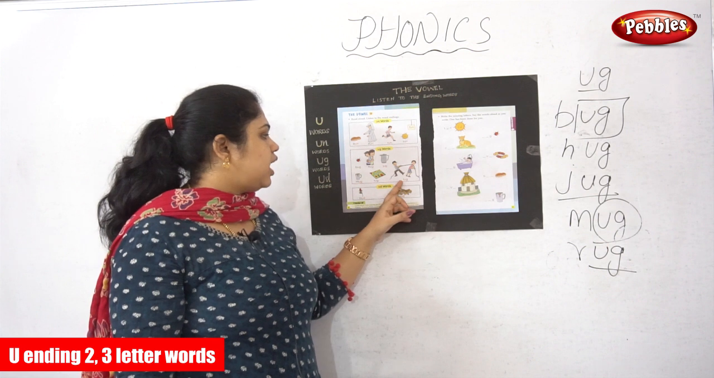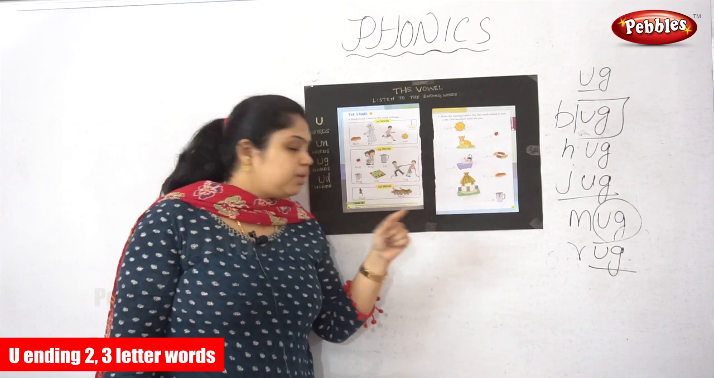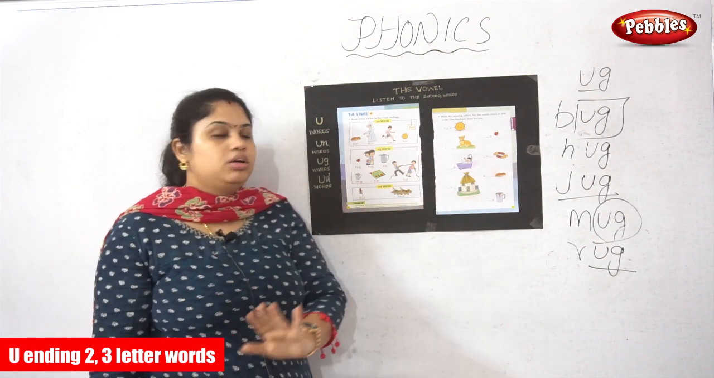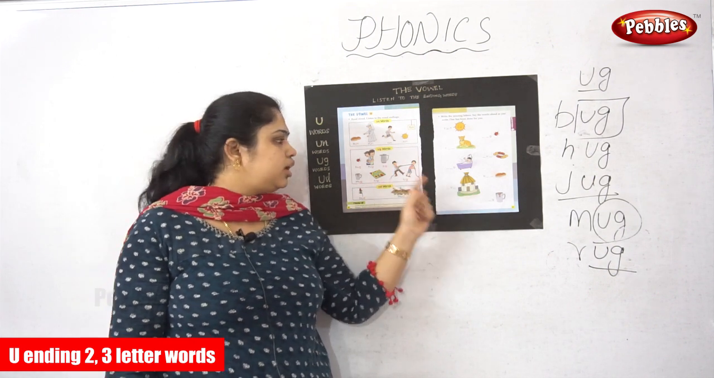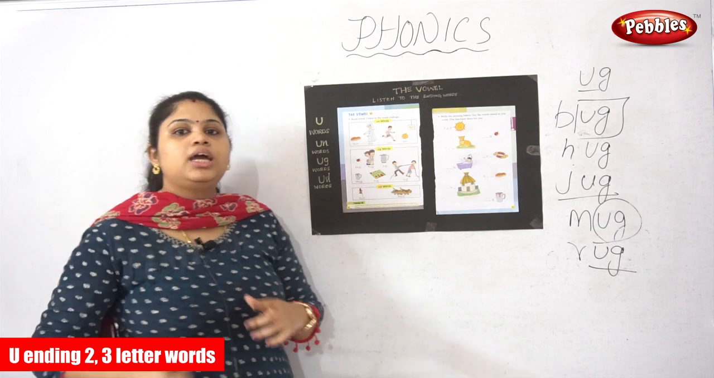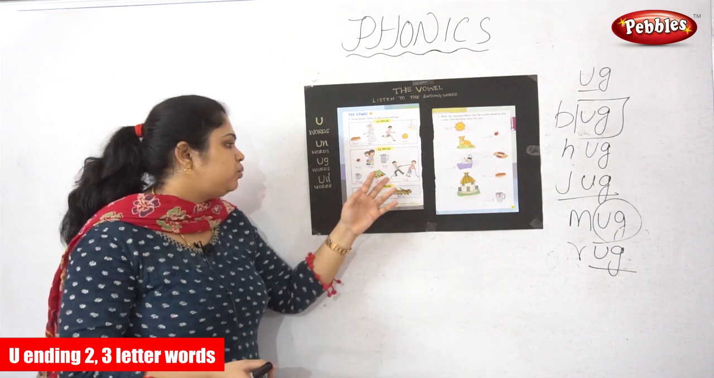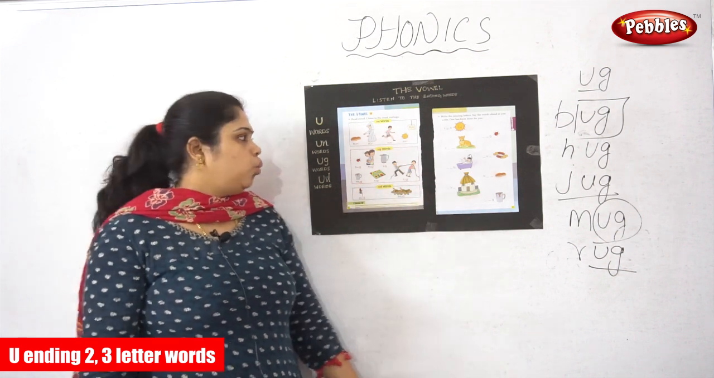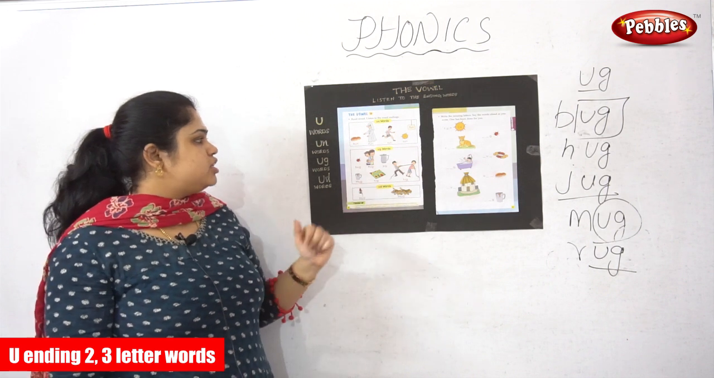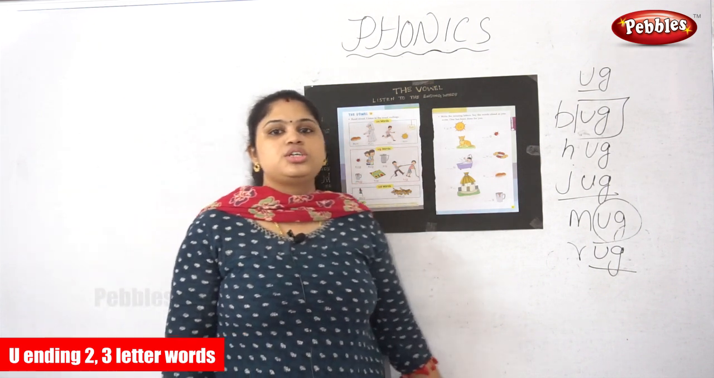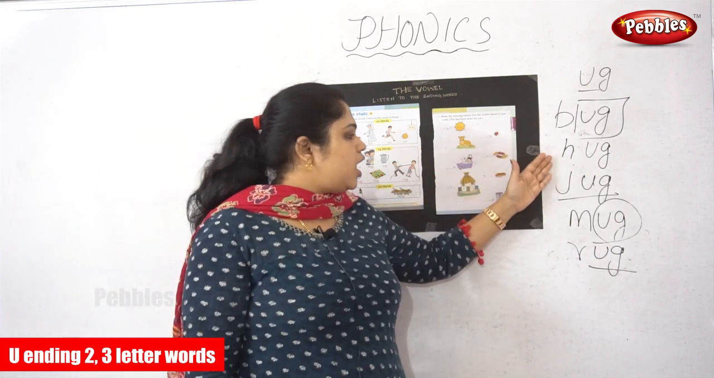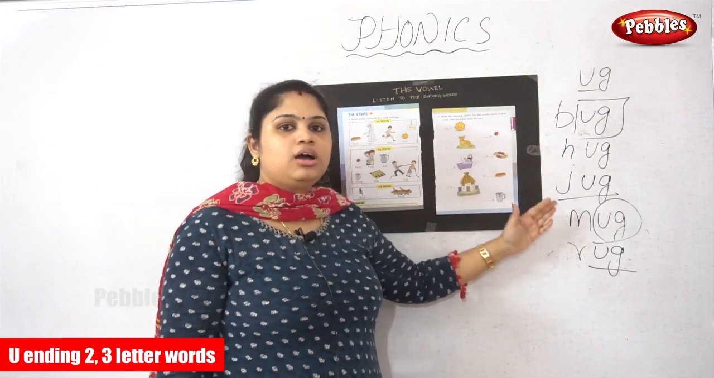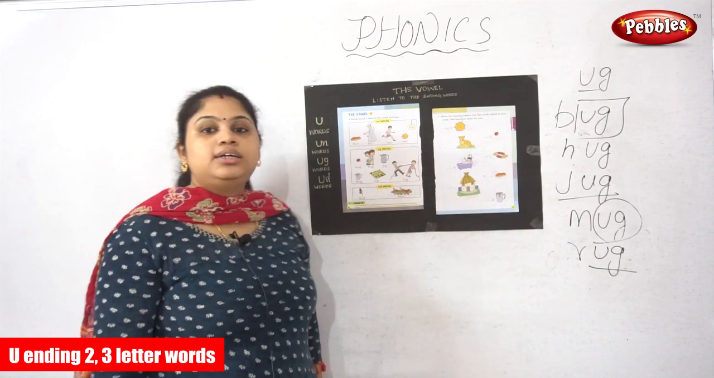Next, tug. In my last class, I just told you tug, but now I am bringing up the images. So this is called a tug. Both are tugging at the rope. Who is going to win? I don't know. Okay, so we have finished the ug words. UG sounds ug. What are the words we have seen? Bug, hug, jug, mug, rug and tug.